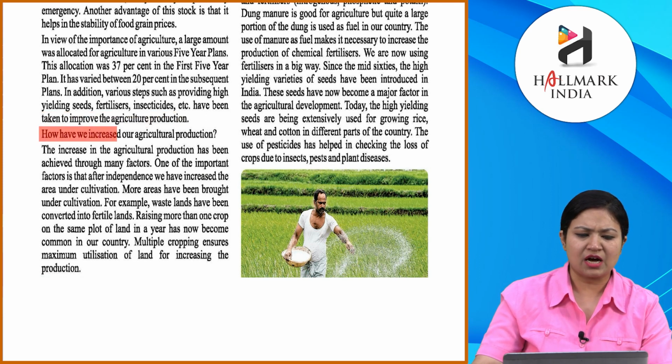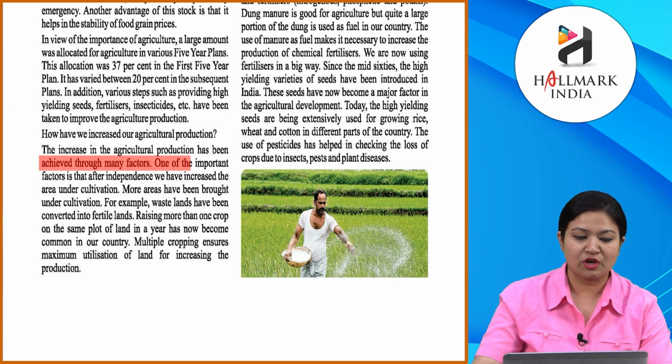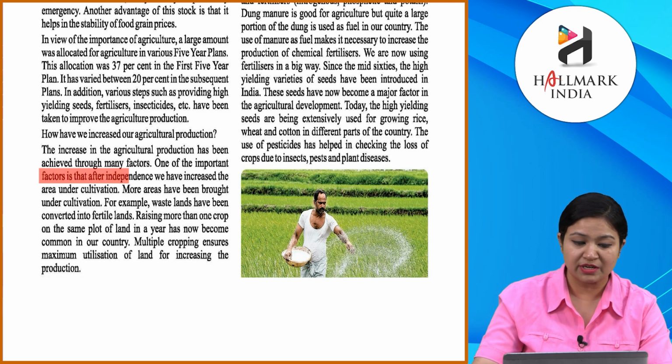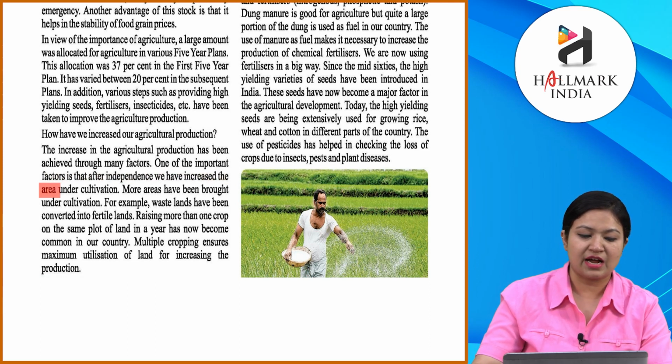How have we increased our agricultural production? The increase in agricultural production has been achieved through many factors. One of the important factors is that after independence, we have increased the area under cultivation. More areas have been brought under cultivation. For example, wasteland has been converted into fertile land. Raising more than one crop on the same plot of land in a year has now become common in our country. Multiple cropping ensures maximum utilization of land for increasing production.